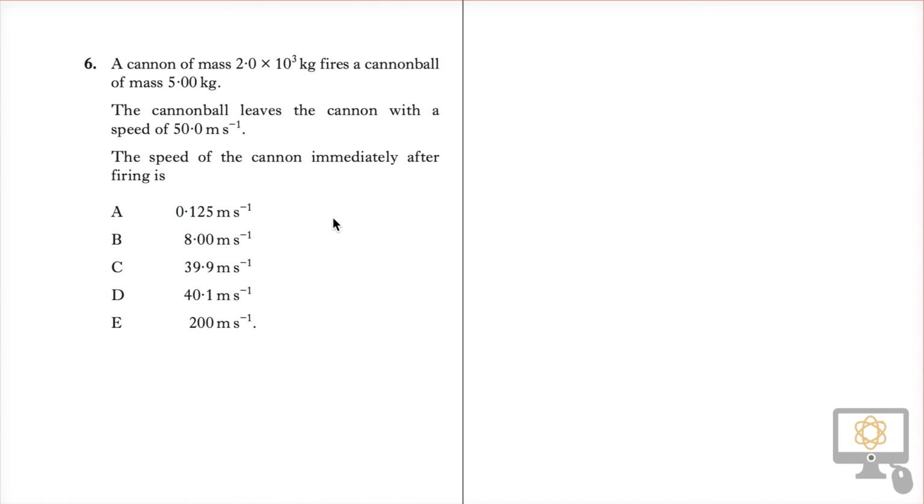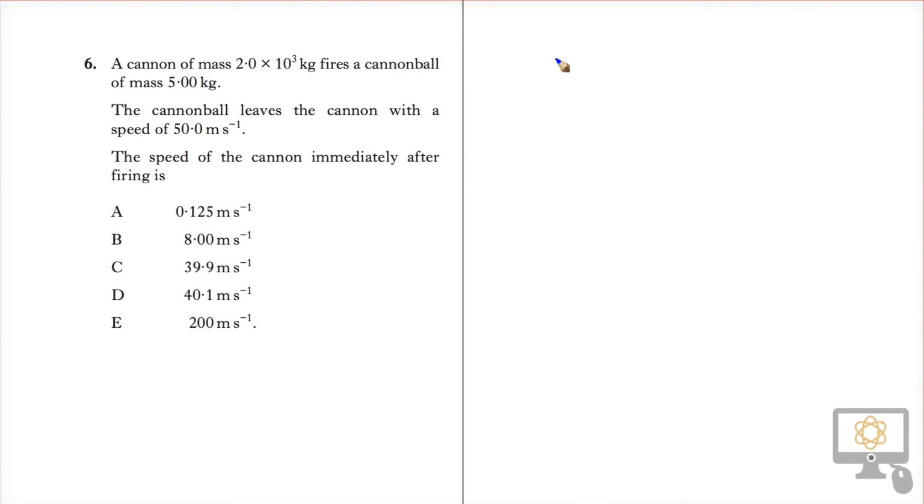Okay, so let's have a look at question number 6 from the 2013 Revised Higher Physics paper. It says a cannon of mass 2 times 10 to the 3 kilograms fires a cannonball of mass 5 kilograms. The cannonball leaves the cannon with a speed of 50. What is the speed of the cannon immediately after it's fired? So this is related to the idea that the cannon will recoil as it fires the cannonball. It's a momentum explosion question.